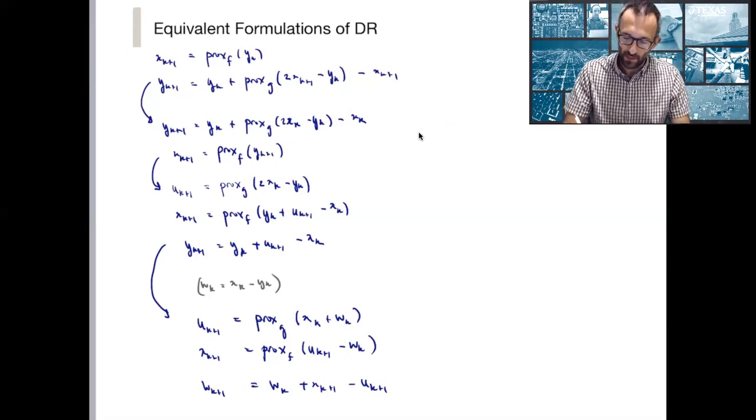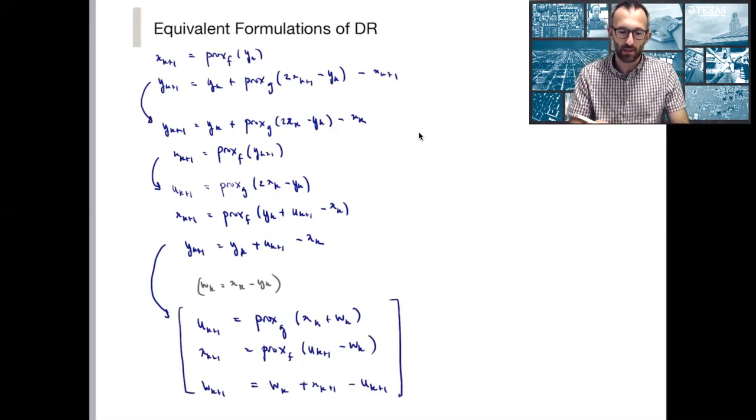But I'm explaining why, though of course these are all equivalent, this makes it even more clear that my update consists of evaluation of a prox operator with respect to g, a prox operator with respect to f, and then combining these results in this additive way.